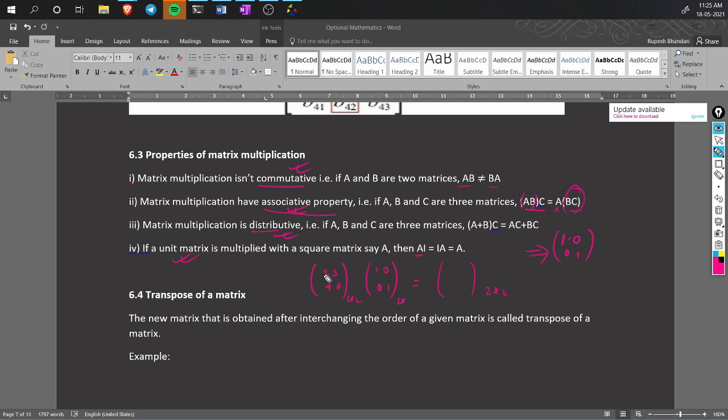I'll just be doing it directly. Okay, so 2 into 1 is 2, 3 into 0 is 0. So that just means it's 2, right? So 4 into 1 is 4, 0 into 0 is 0, so 4, right? 2 into 0 is 0, 3 into 1 is 3, and then 4 into 0 is nothing, 0 into 1 is 0, right?